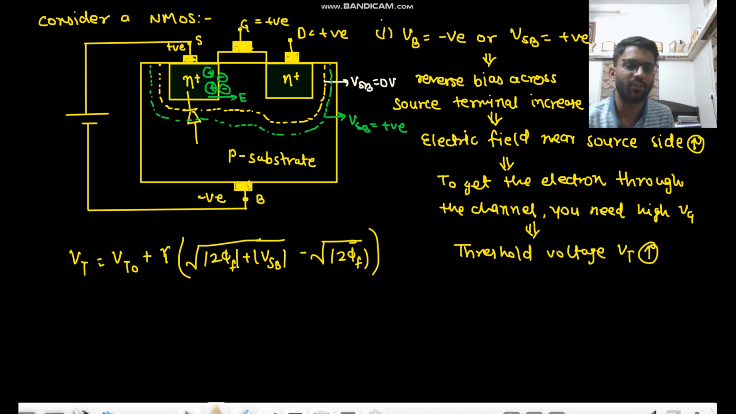And your threshold voltage increases by this formula, which you don't need to remember. You can remember it, it is not that tough, but you don't need to remember things like the 2πf term. What is VT naught? That is the ideal threshold voltage.